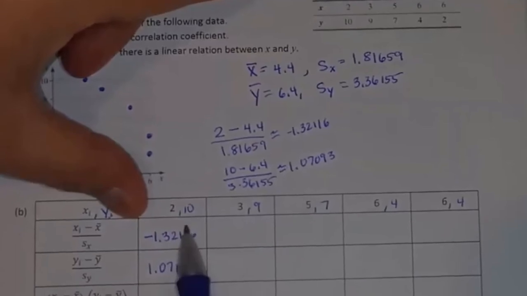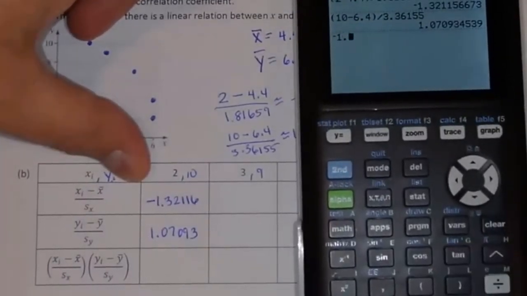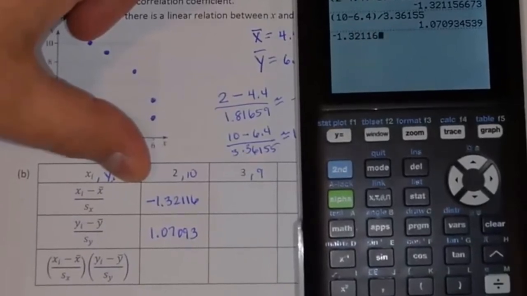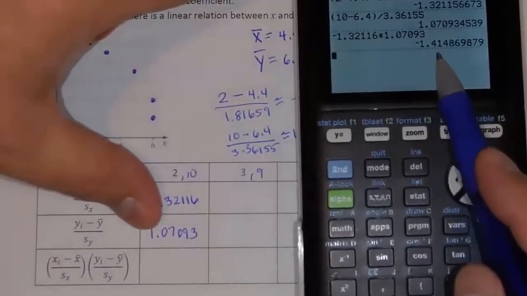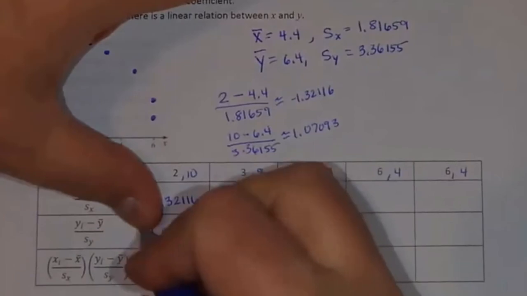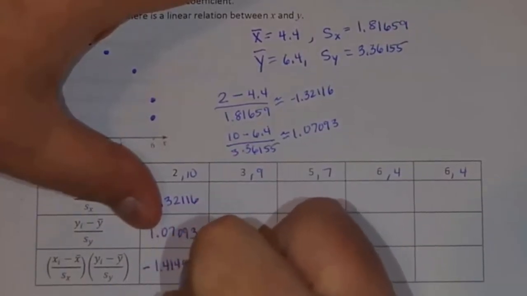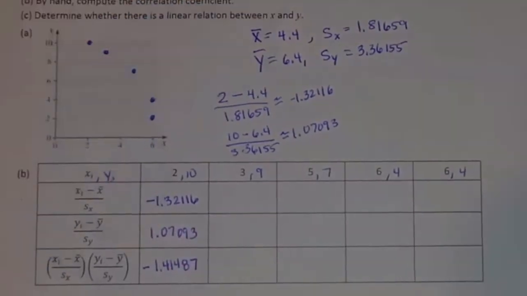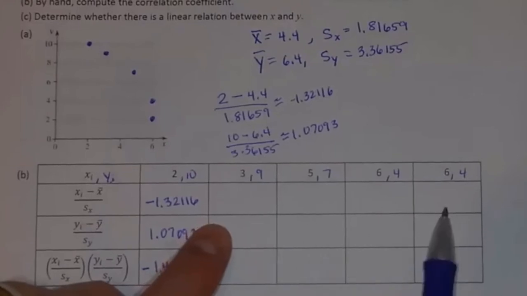So now I'm going to find the product of those two things. So negative 1.32116 times 1.07093, that gives me a product of negative 1.41487 if I round to 5 places again. So this product, negative 1.41487 approximately. Now I'm going to do the same thing for my other 4 points.